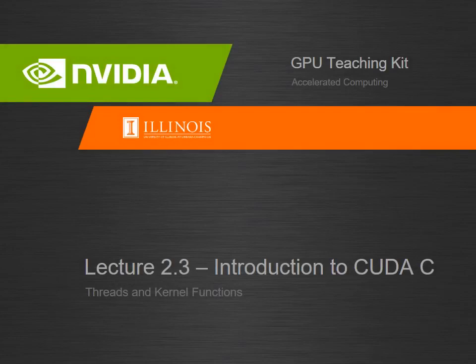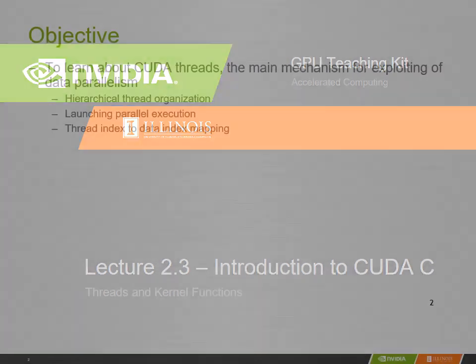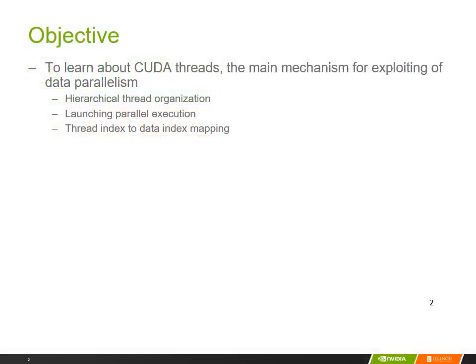In this lecture, we're going to introduce threads and CUDA functions in CUDA C. The objective of this lecture is for students to learn about CUDA threads, which are the main mechanism for exploiting data parallelism. In particular, we will be explaining the hierarchical thread organization, how we can launch parallel execution in CUDA, and also to understand the basics of how we can map thread index to data index in order to exploit parallelism.